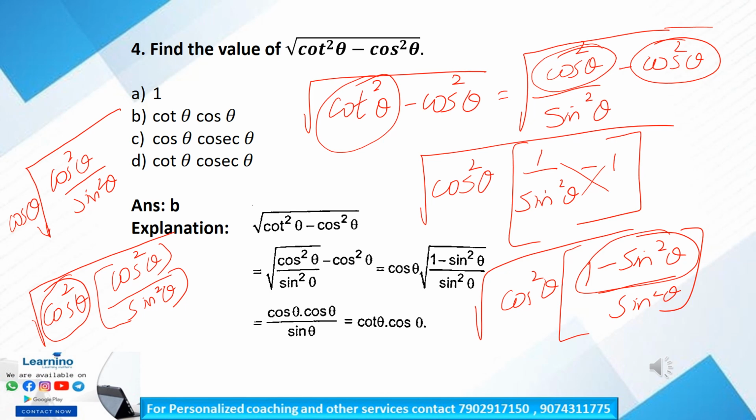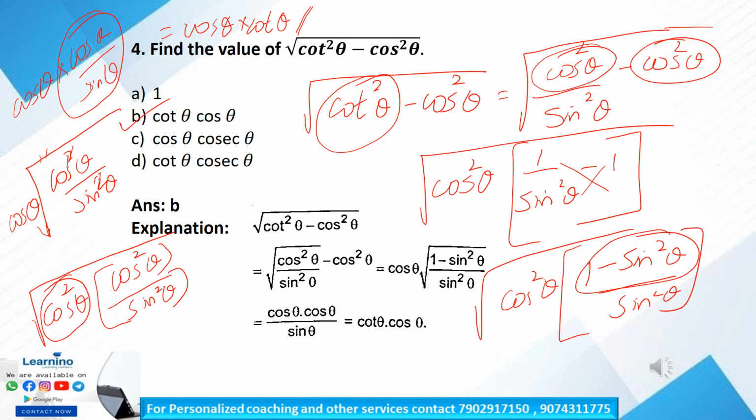Okay, so here also there is a square and a root, so they will cancel each other. So we can write cos theta into cos theta by sine theta. That is, the square and the square root will cancel each other. What is cos theta divided by sine theta? It is again cot theta. So that is equal to cos theta into cot theta. Okay, so our answer is option B, cot theta into cos theta.